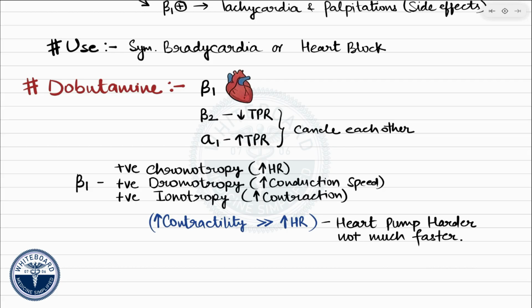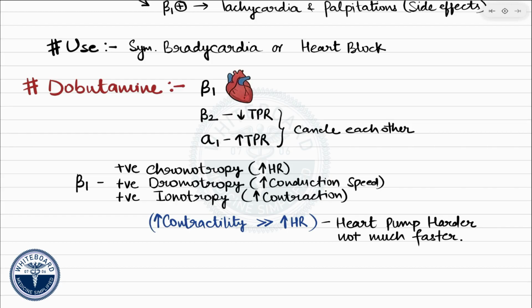In addition, unlike isoproterenol, dobutamine produces very little beta-2 mediated vasodilation, so blood pressure remains relatively stable and there is minimal activation of the baroreceptor reflex. As a result, there is very little additional reflex tachycardia.